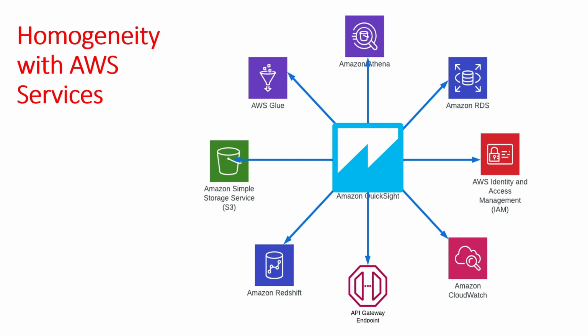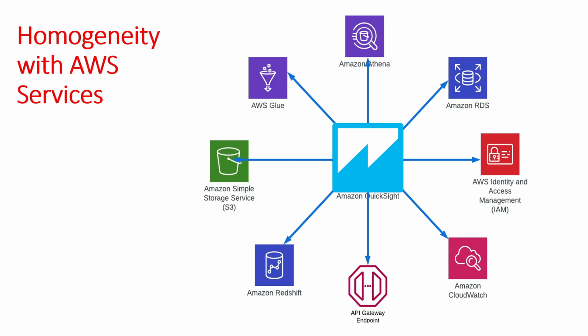The next important factor that you must consider for your BI needs is the homogeneity with the cloud provider services. In our case, our enterprise uses the AWS platform and AWS native services for our enterprise needs. So it was a no brainer for us to choose AWS QuickSight for integration in our enterprise.